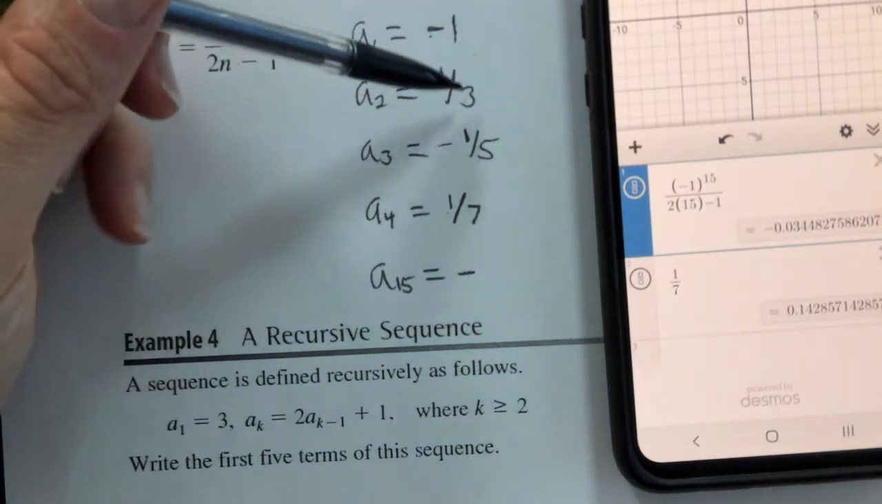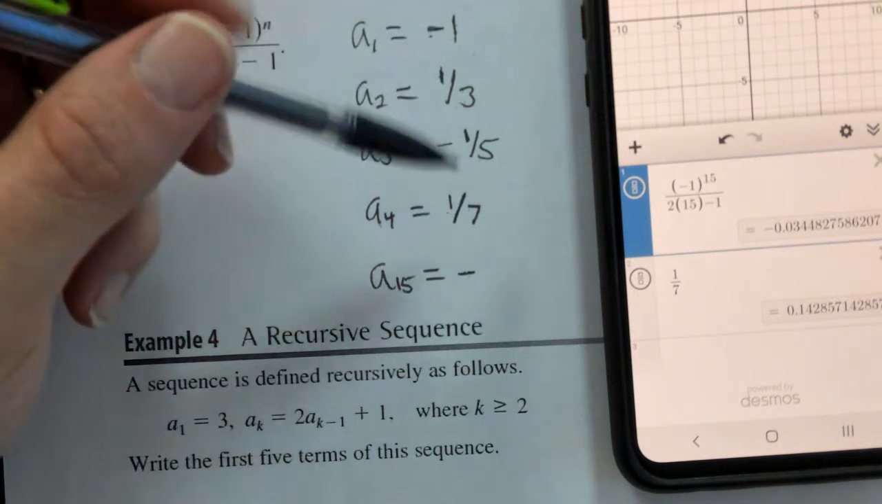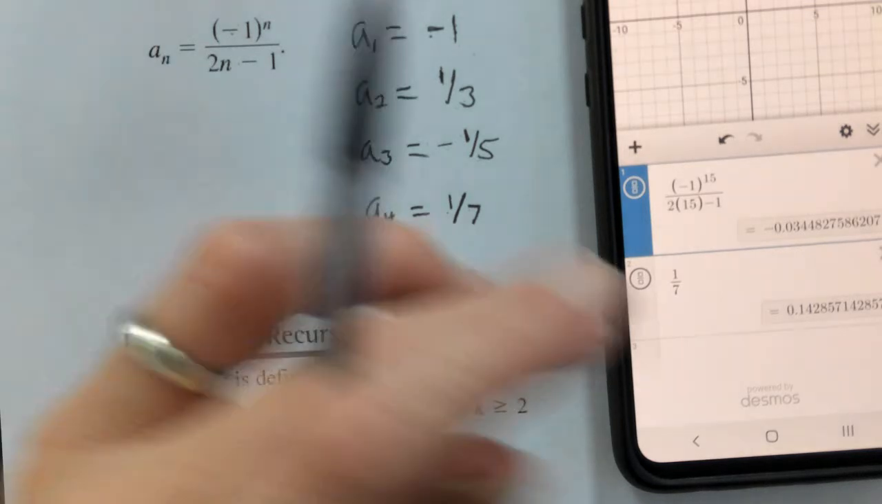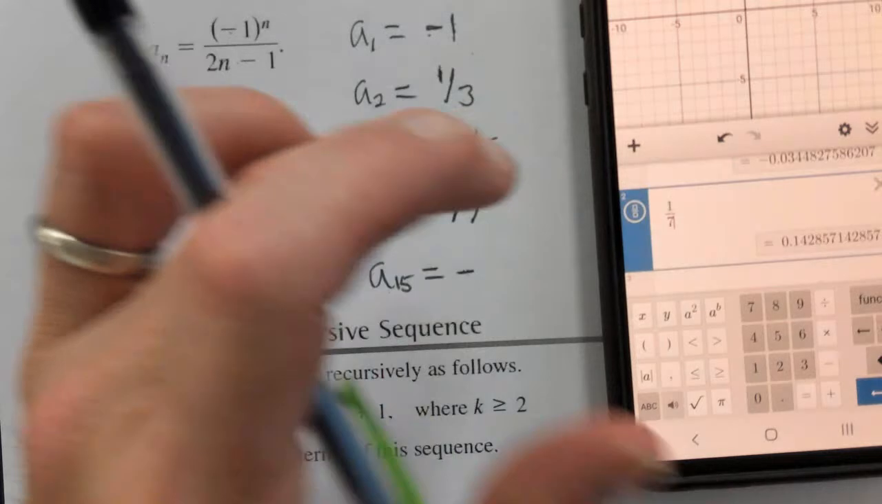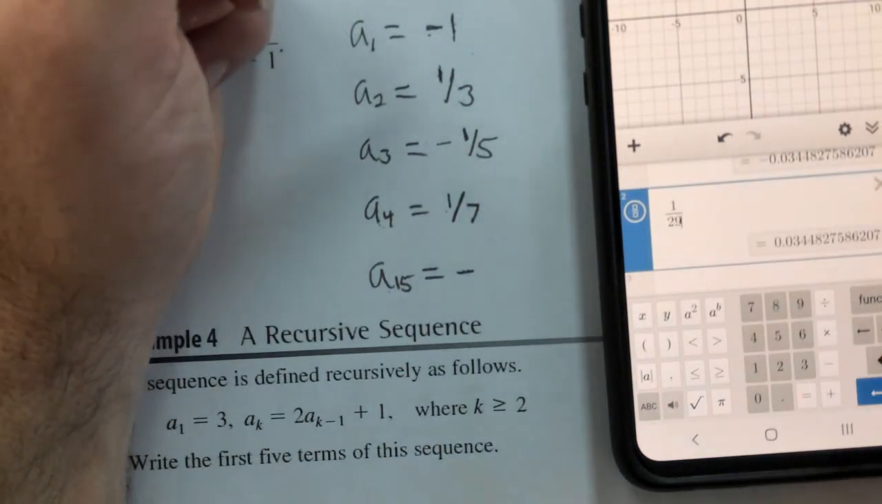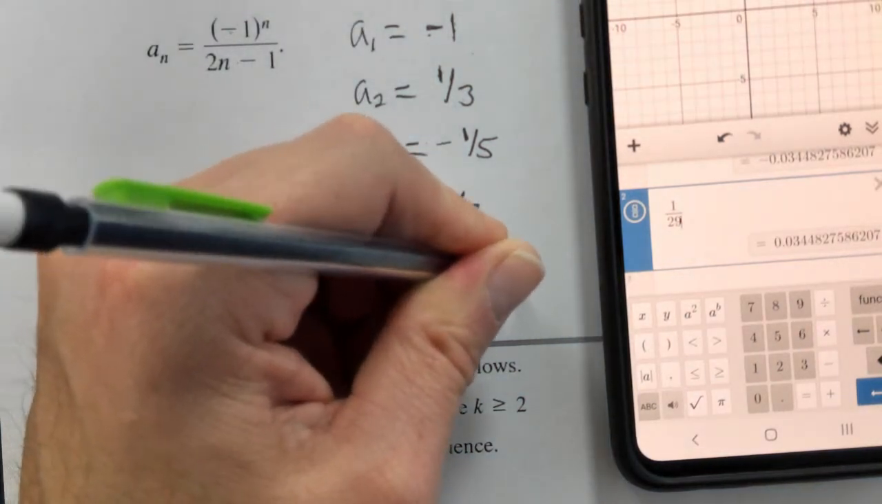And so what we can do is we can either count it up, right? And so 15, then, 15 times 2 would be 30. And so we could say that's either negative 1 over 29 or negative 1 over 31. So those are the two that I would guess. So let's see which one matches. Let's go with 29 first, and I'd say that's the right one. So it's negative 1 over 29.